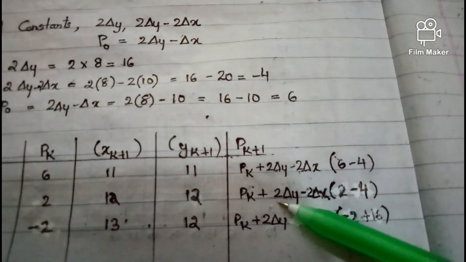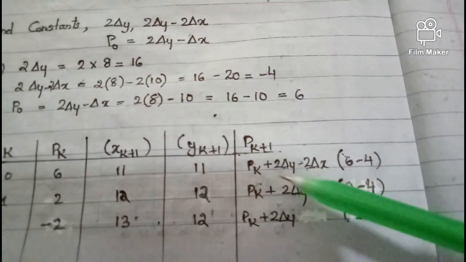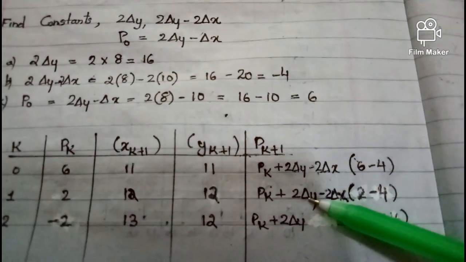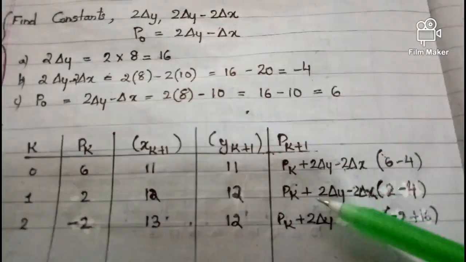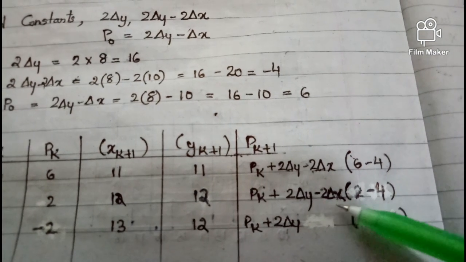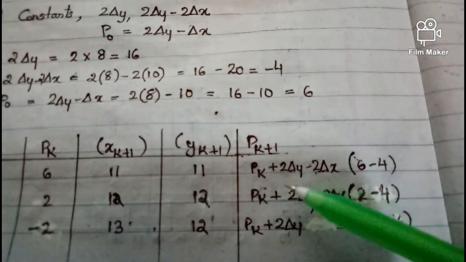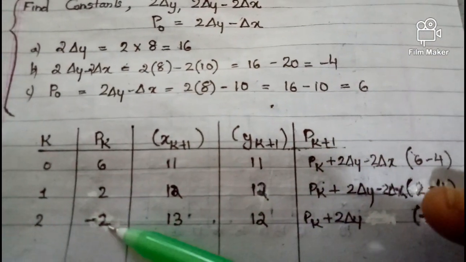Compute the next pk value using this equation. If pk is positive, then use this equation to find pk plus 1. Again pk plus 2 delta y minus 2 delta x. Pk is 2. The value of 2 delta y minus 2 delta x is minus 4. So 2 plus minus 4 is minus 2.